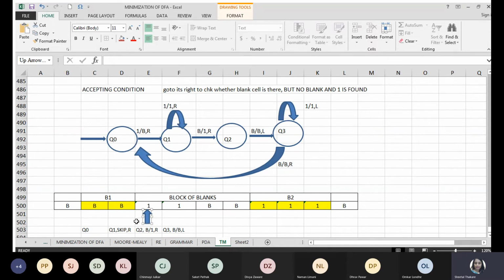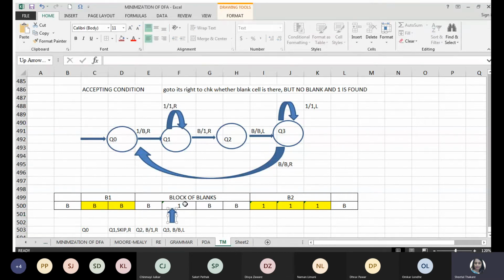In Q3, when you encounter 1, let it be 1 and move to the left. In Q3, when you encounter B, let it be B and move to its right. You are in Q0 now. In Q0, when you encounter 1, make it blank and move to R. You are in Q1.